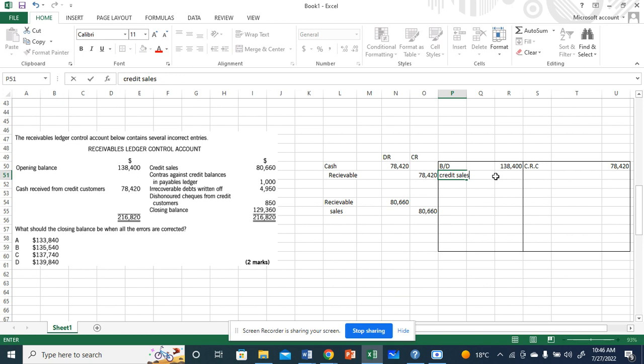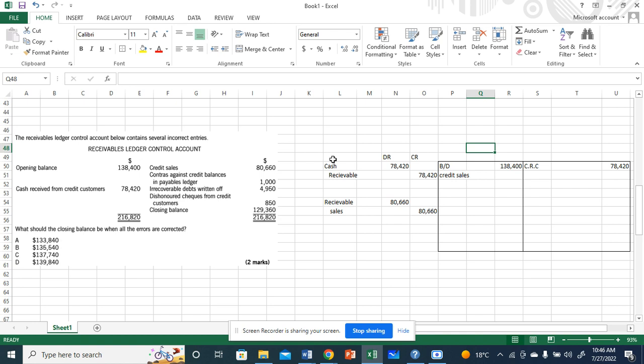Always. What about goods? You sell goods on credit. That's a credit sale. If you sell goods on credit, that's a credit sale.